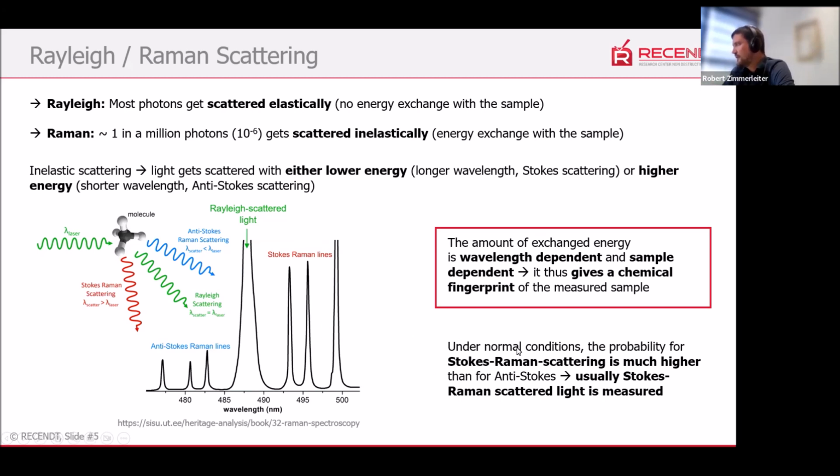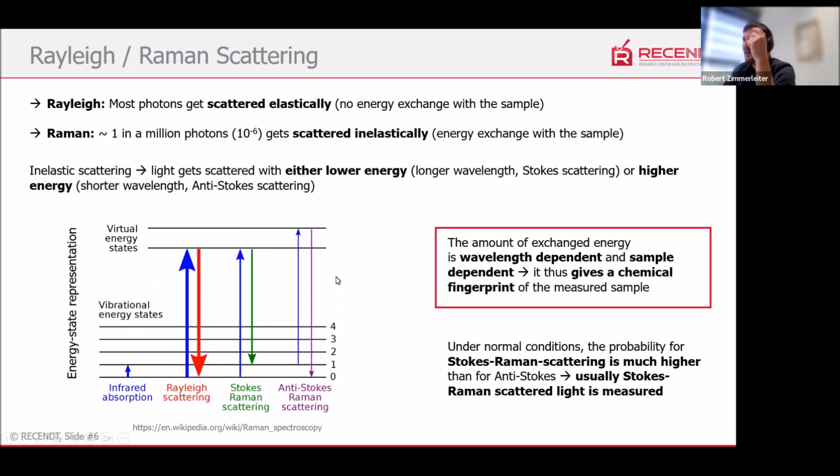It is important to mention that under normal conditions, as we also see here, the probability for Stokes Raman scattering is much, much higher than for anti-Stokes Raman scattering. That is why usually Stokes Raman lines are being measured and are just referred to as Raman lines, just to keep the name short. So we leave out the Stokes or the anti-Stokes. Another representation to look at this is the energy state representation, which we see here. Here we have the energy states of the sample that we're illuminating, indicated by horizontal black lines.